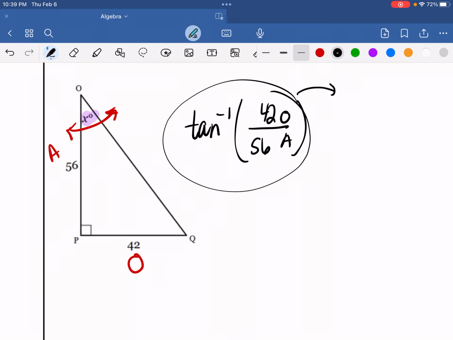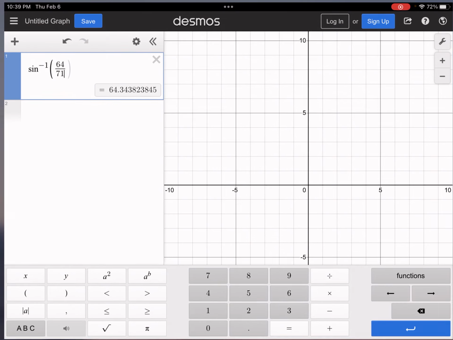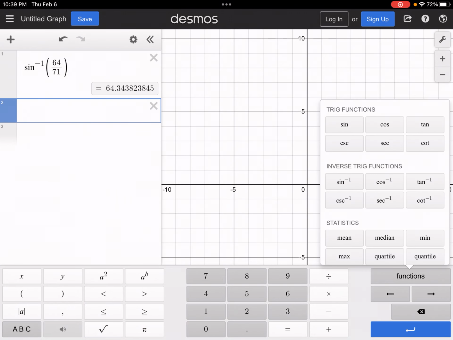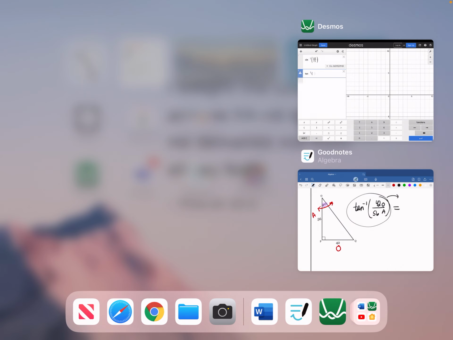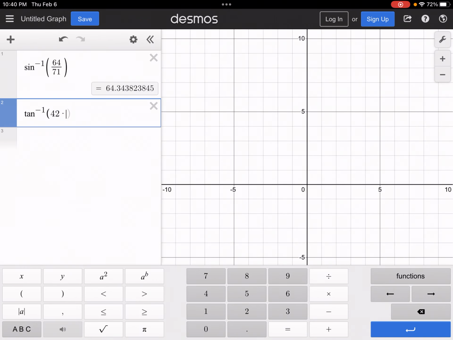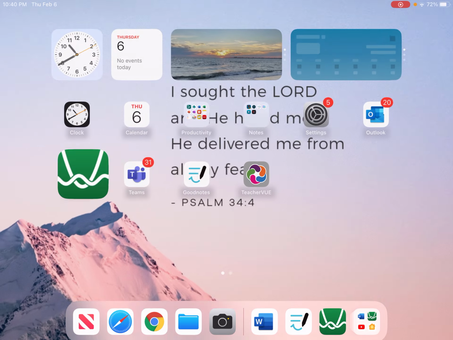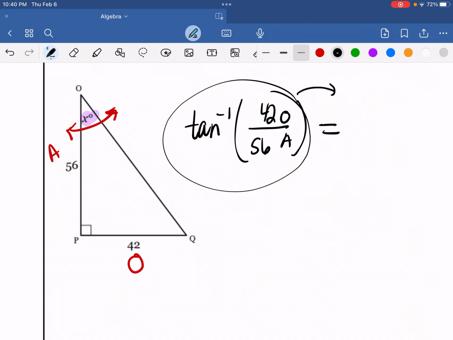Type it into the calculator and it's going to give you the degree quantity. So tan inverse of 42 divided by 56. And it is 36.86 degrees. So I'm going to say 36.9 degrees. X equals 36.9 degrees. So now we know how many degrees this angle is, 36.9.